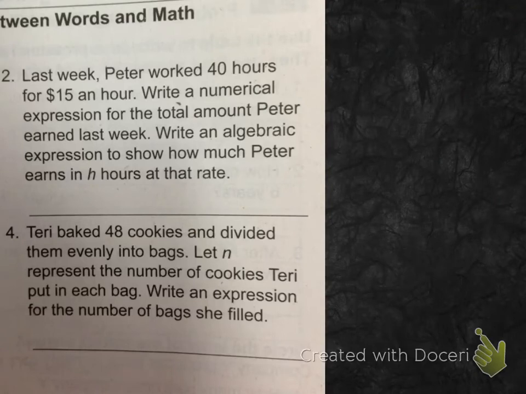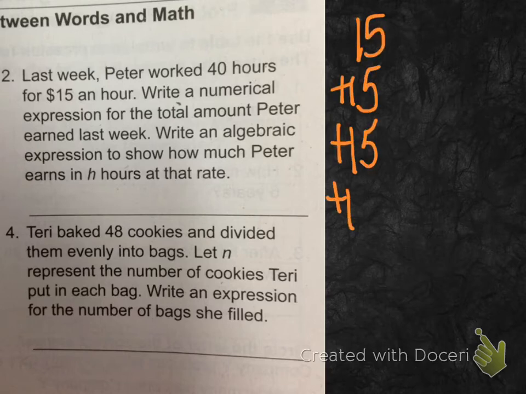Okay, number 2 says, last week, Peter worked 40 hours for $15 an hour. Write a numerical expression for the total amount Peter earned last week. So if we're thinking about having a job and making money, I'm going to make $15 an hour. And so if I worked 40 hours in 1 week, one way to do this would be 15 plus 15 plus 15 plus 15, so on and so on, 40 times.